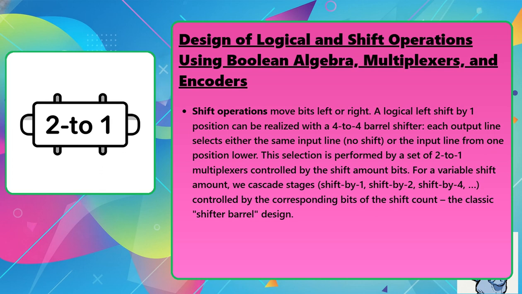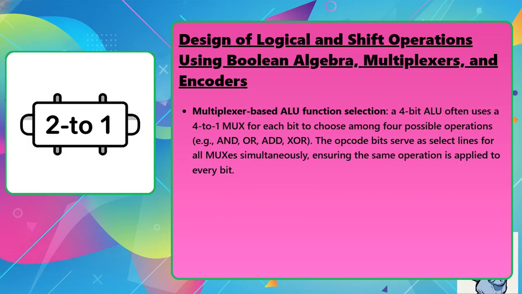This selection is performed by a set of 2-to-1 multiplexers controlled by the shift amount bits. For a variable shift amount, we cascade stages: shift by 1, shift by 2, shift by 4, and so on, controlled by the corresponding bits of the shift count, the classic barrel shifter design.